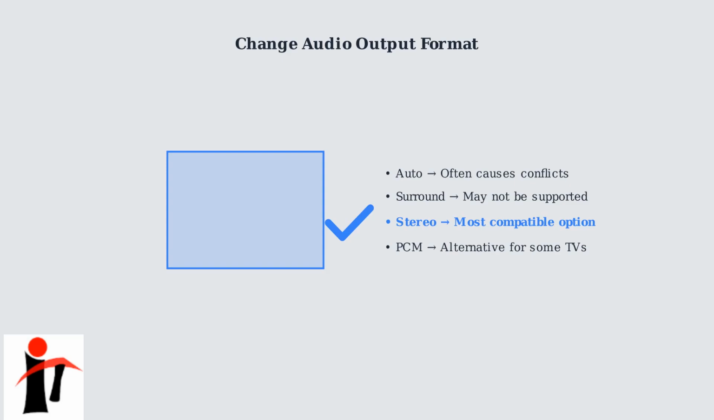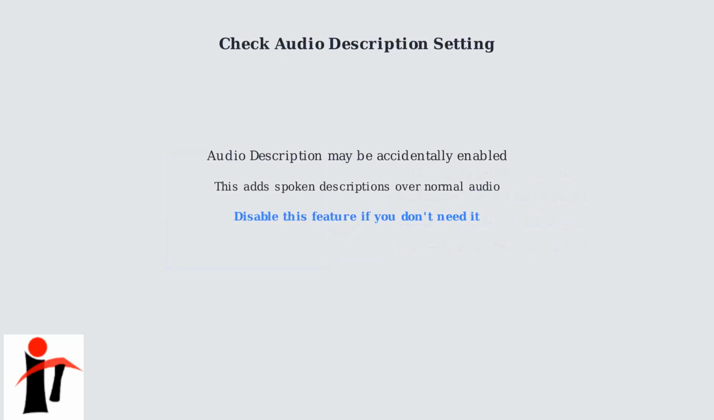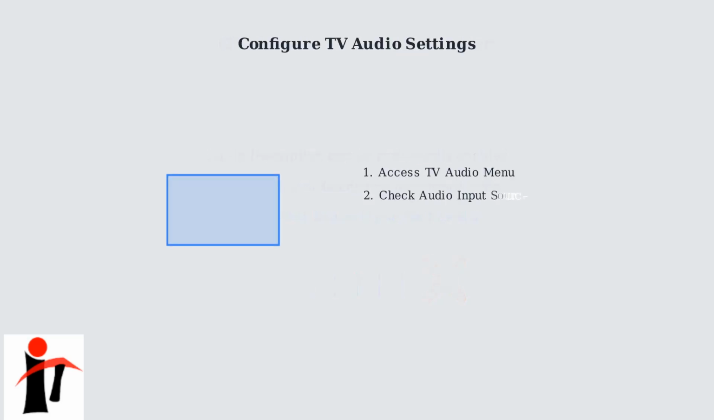with your TV. Another common issue is accidentally enabled audio description. This accessibility feature provides spoken descriptions of visual content which can interfere with normal audio. Make sure this option is disabled in your audio settings. Now we need to configure your TV's audio settings.